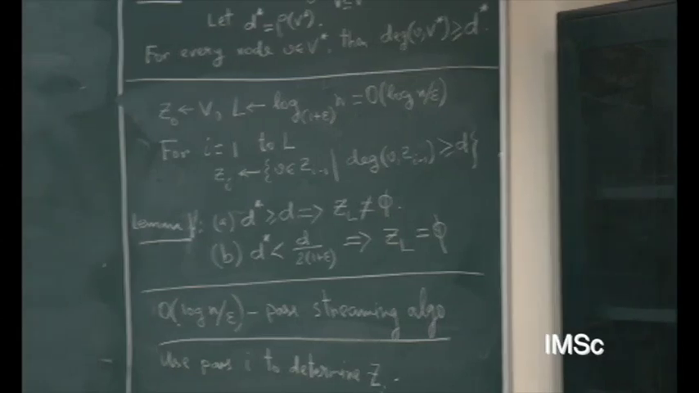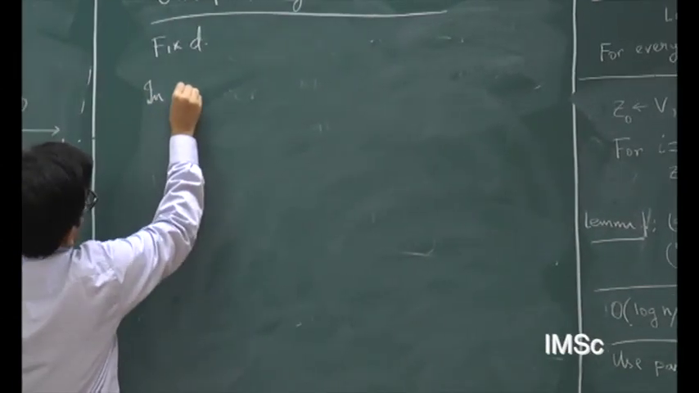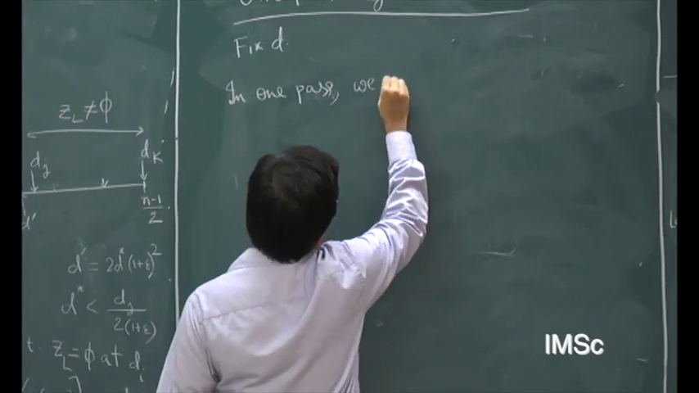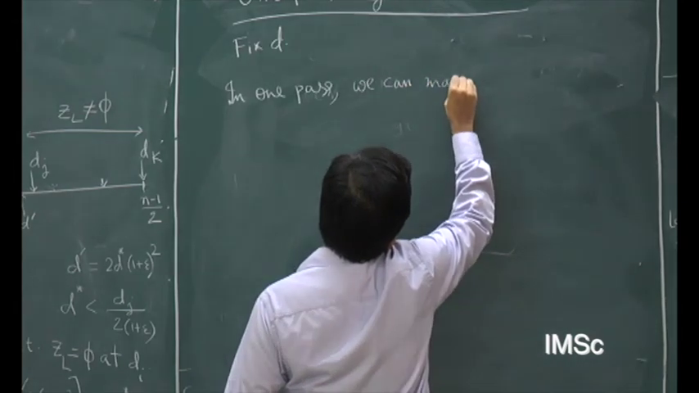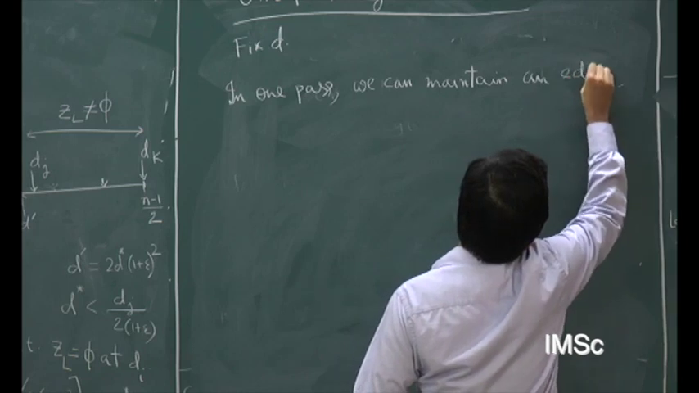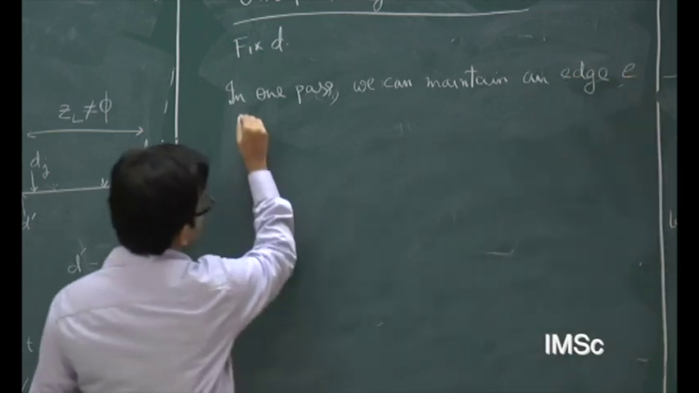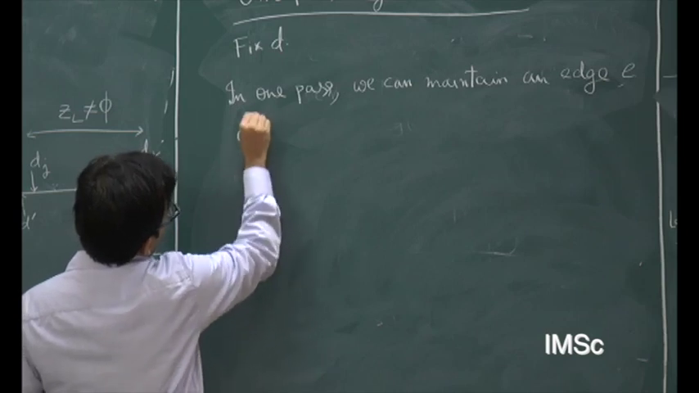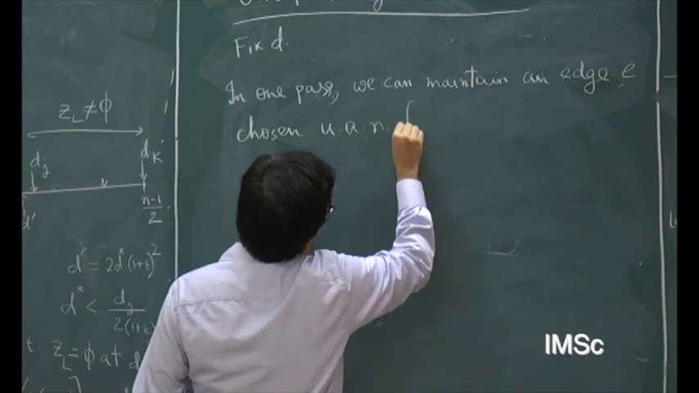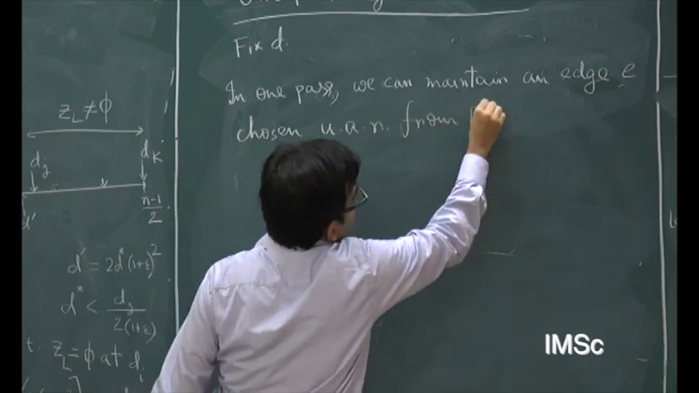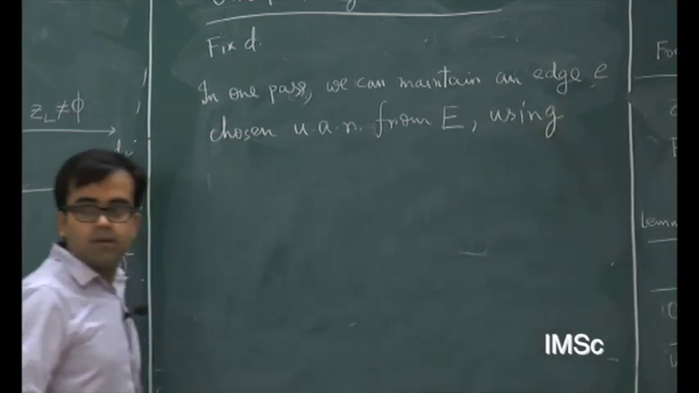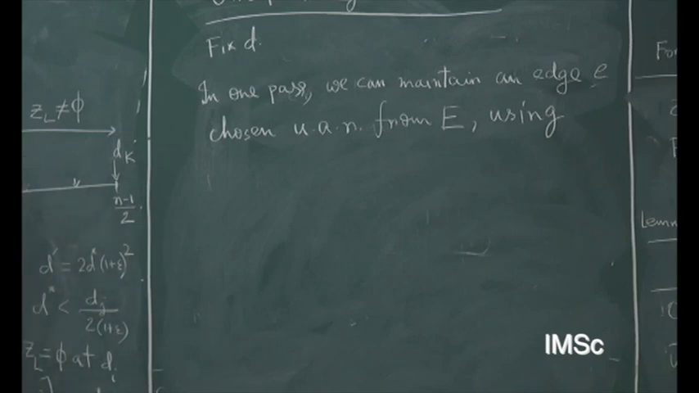So the thing is, in one pass, we can maintain an edge e chosen uniformly at random from the entire edge set E, using our L0 sampling lemma from the previous class. What will be the space requirement?